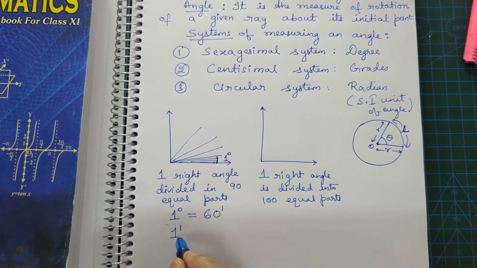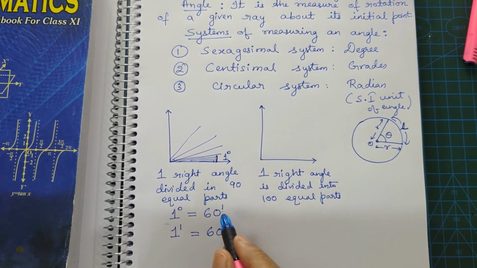And this 1 minute, if it is further divided into 60 parts, then we will say that 1 minute is the same as 60 seconds. So this relation is very important in this chapter. That is, 1 degree is 60 minutes and 1 minute is 60 seconds. And remember, this minute and this second are not the clock's minute and second.